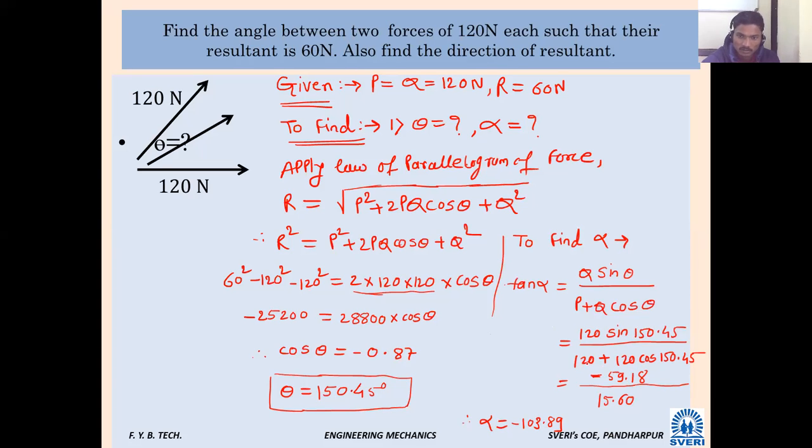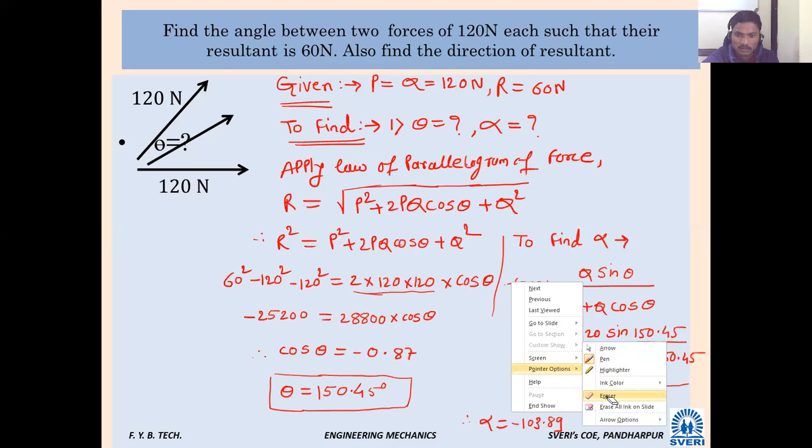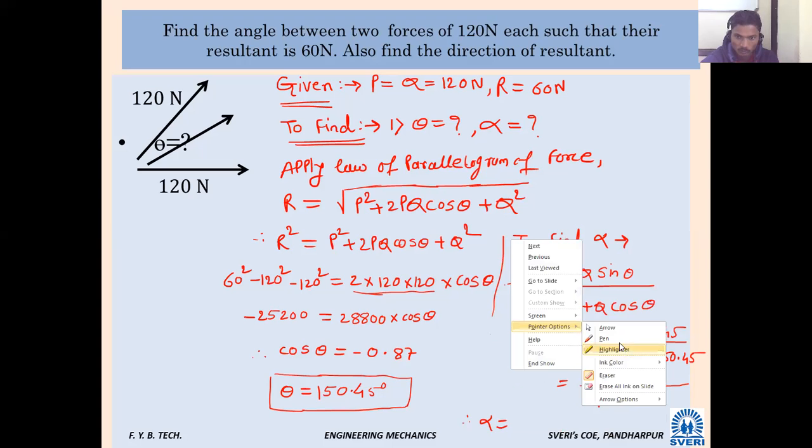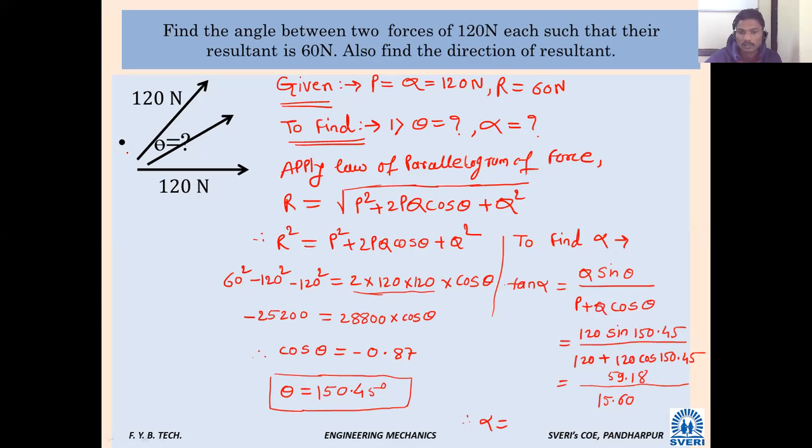Here it is plus, here cos, so I think there is no question of minus. Final answer, correct: 75.22. Very good. That is the answer, 75 point something. That's why I was telling you, go carefully. 21 or 22, okay, no issue, it will not matter.